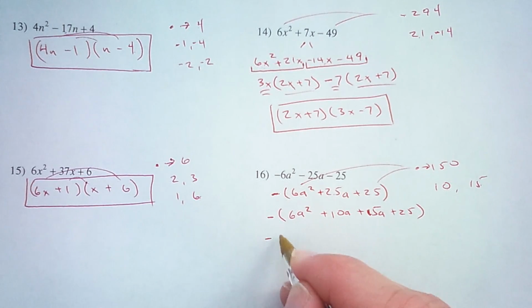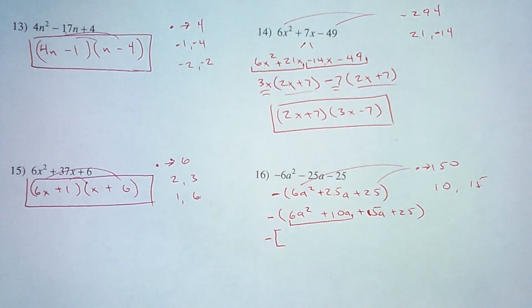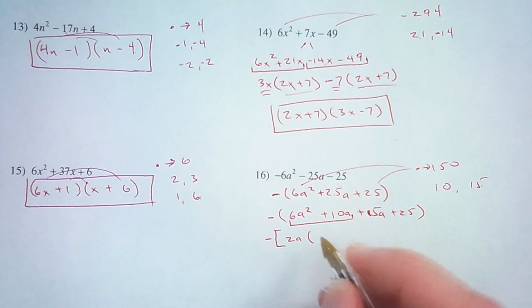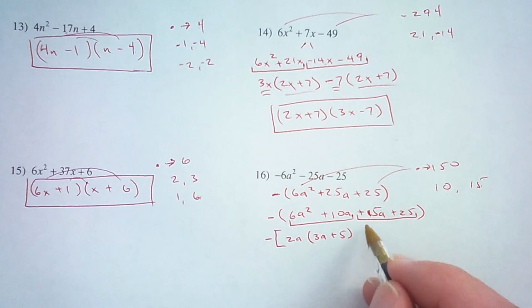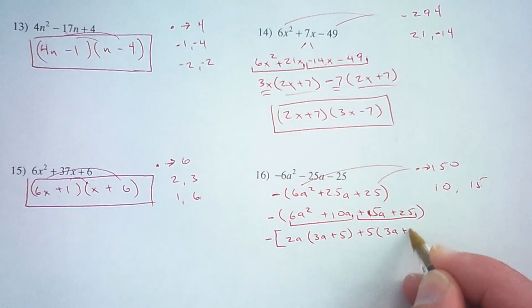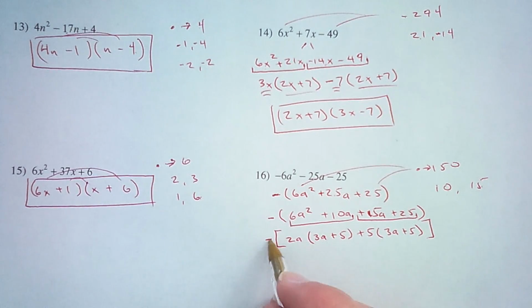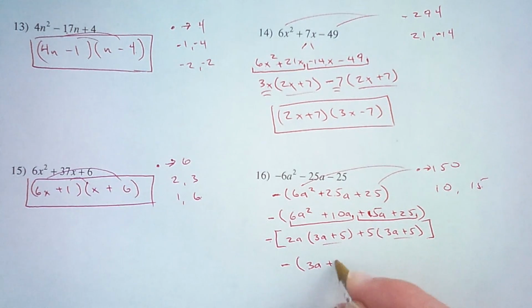Okay, so then I've got the negative, and I can group these, and the greatest common factor, I believe, is going to be 2a, which leaves me with 3a plus 5. Okay, here I can factor out a 5 out of both of these, so plus 5 times 3a plus 5. Okay, so I have this negative. Then I have 3a plus 5 and 2a plus 5.